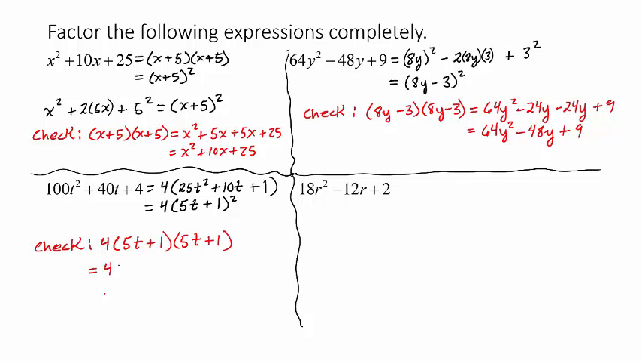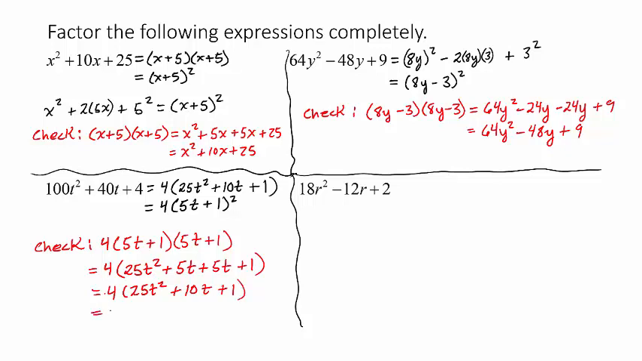Okay, so leave that 4 alone, and we're going to FOIL 5t plus 1 times 5t plus 1. 5t times 5t is 25t squared. 5t times 1 is 5t. And that will be our outer and our inner term, yeah? And then 1 times 1 is 1. So then that gives us 4 times 25t squared plus 10t plus 1. Okay? All right.